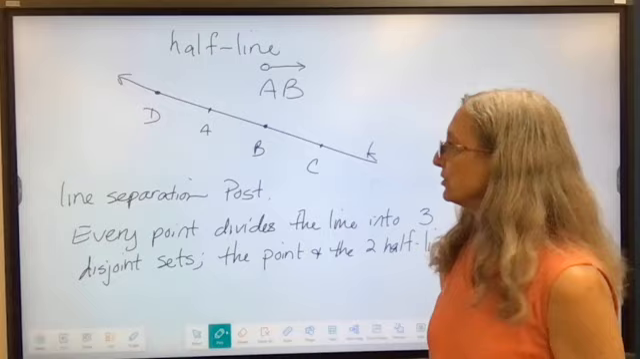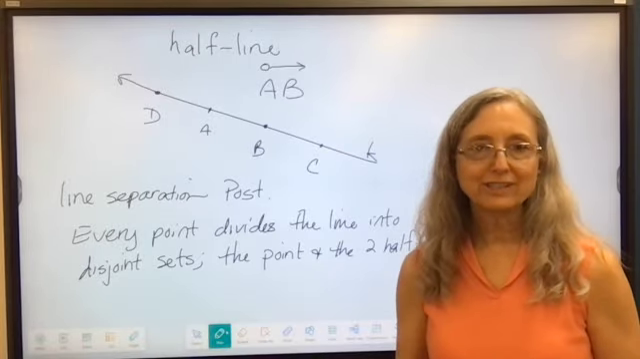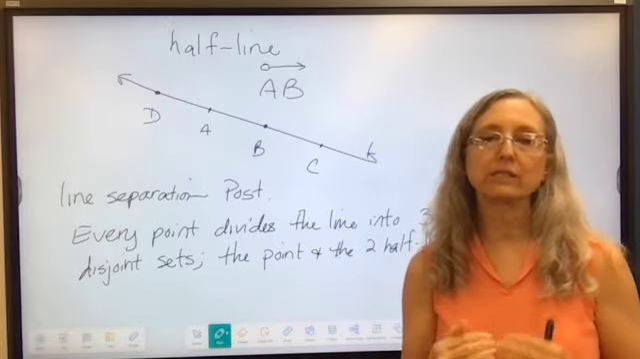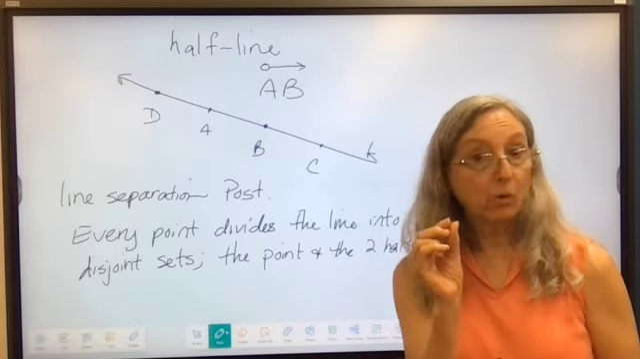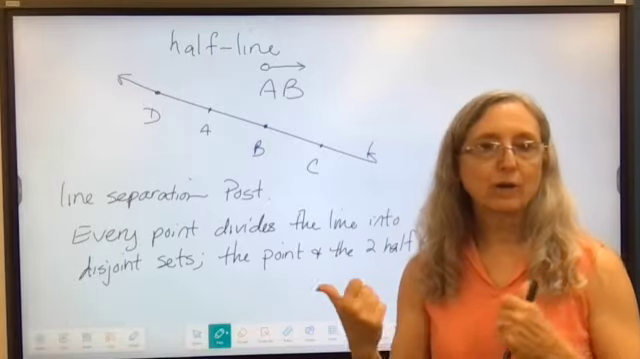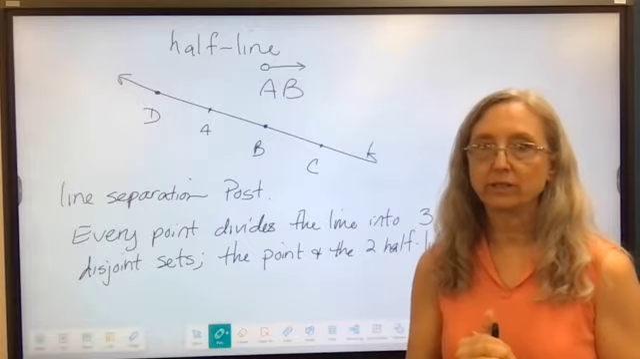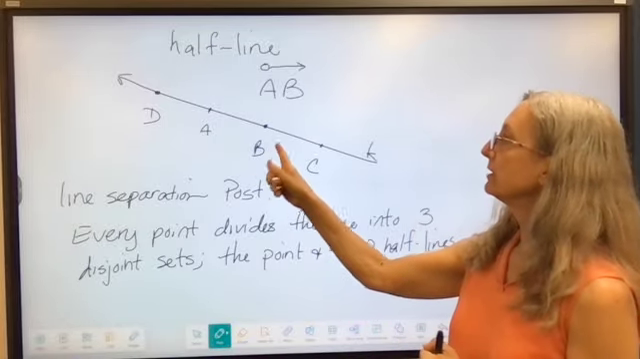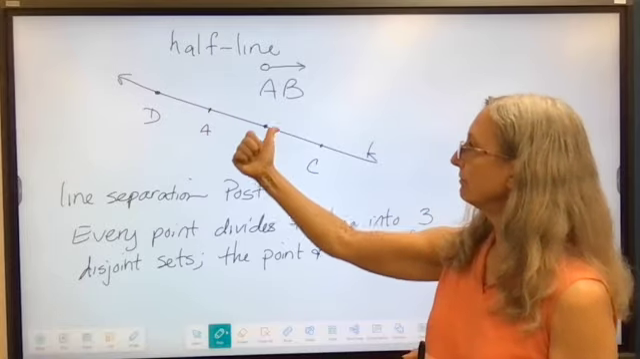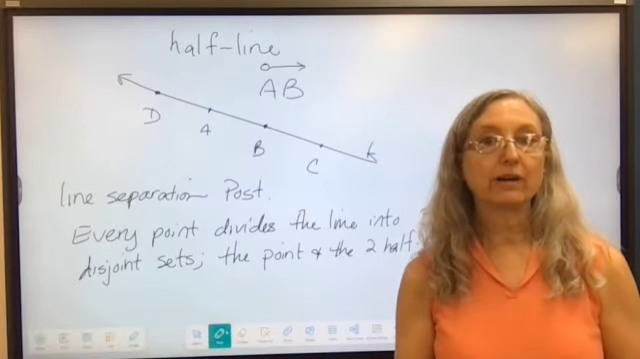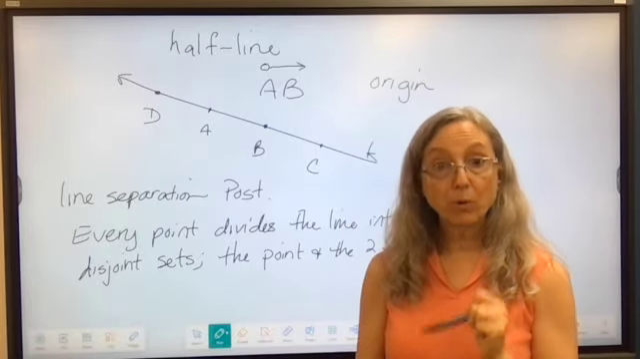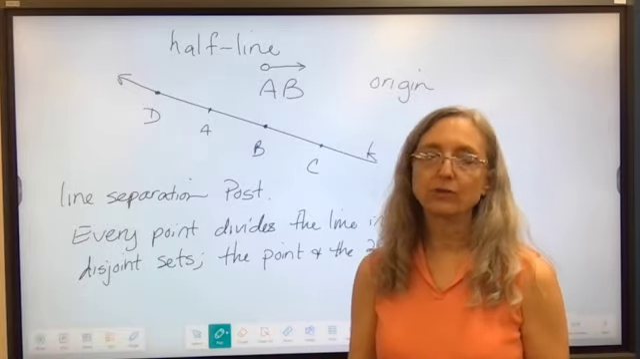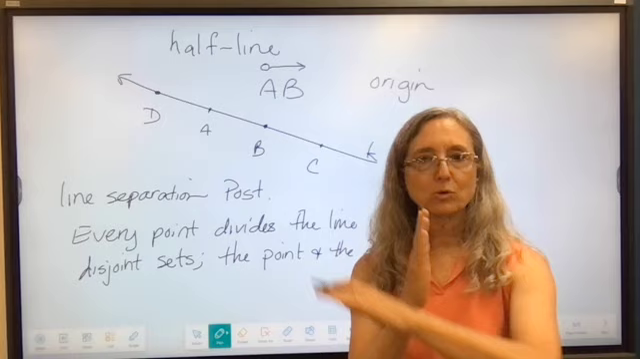So this leads to our line separation postulate. Every single point on a line divides the line into three disjoint sets: that point itself and the two half lines on either side of that point. So I could do it at B as well. B would be the point, then I could have BA as one half line and BC as the other half line. The point is called the origin of the half line. So just so you know, it's called the origin. Sounds similar to a coordinate plane, doesn't it?